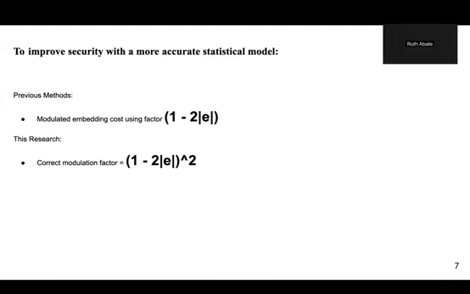So what does this mean in practice? By using (1 minus 2e) to the power of 2 instead of 1 minus 2e, the author achieved a more secure embedding process. This is particularly important for high-quality images and large payloads, where even small changes can be detected by sophisticated steganalysis tools. The improved modulation factor makes the stego image statistically closer to the cover image, reducing the risk of detection.